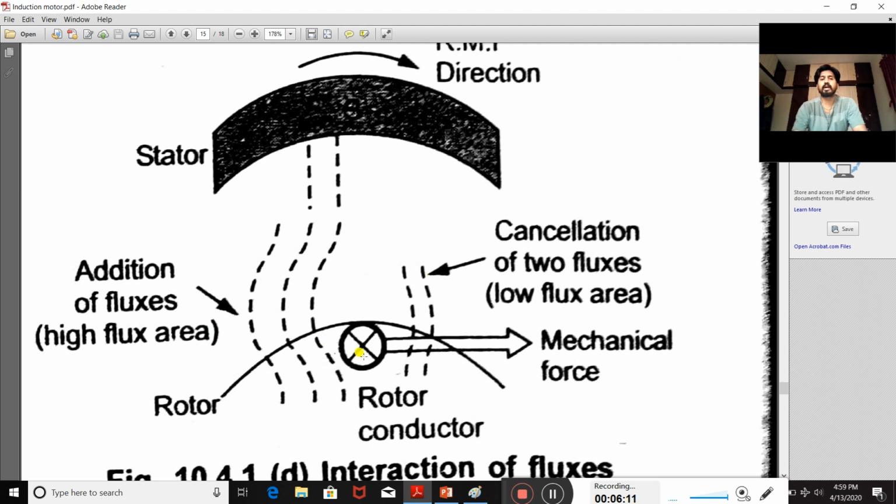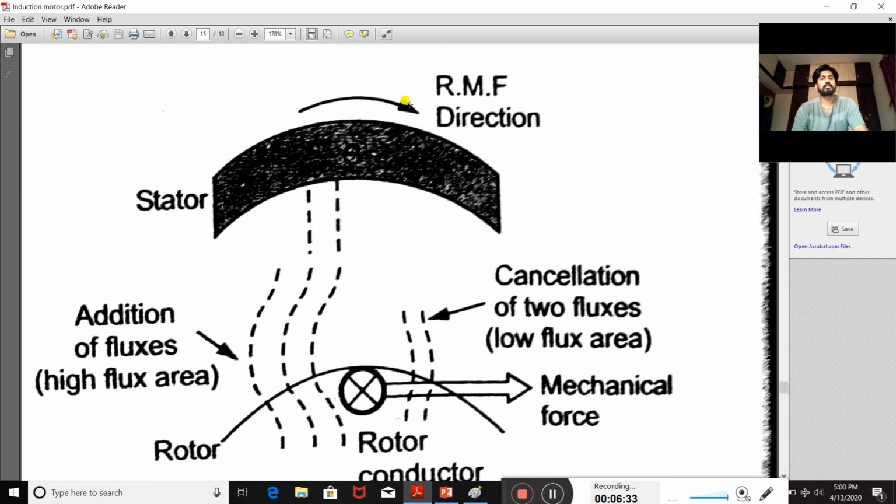area. Because of that, the rotor starts moving, because it is not only with one rotor conductor; with every rotor conductor the same thing happens. Because of that, mechanical force comes into the picture, torque is produced and the rotor starts rotating in the same direction as the rotating magnetic field. And this rotor tries to catch the RMF, but it will never catch that speed. Why? We'll see that in the next explanation.